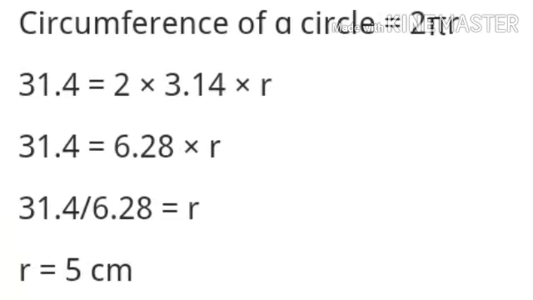So 31.4 is given. So 31.4 is equal to 2 into 3.14 into r. 31.4 is equal to 6.28 into r. 31.4 upon 6.28 is equal to r. If we divide 31.4 by 6.28, we get 5. So radius is equal to 5 centimeter.